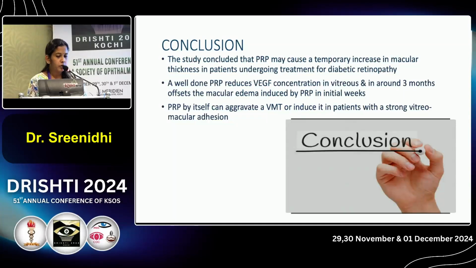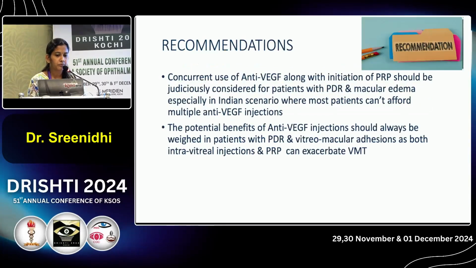Then coming to conclusion, the study concluded that PRP may cause a temporary increase in macular thickness in patients undergoing treatment for diabetic retinopathy. A well-done PRP reduces VEGF concentration in the vitreous and in around 3 months offsets the macular edema induced by PRP in the initial weeks. PRP by itself can aggravate a VMT or induce it in patients with a strong vitreomacular adhesion.